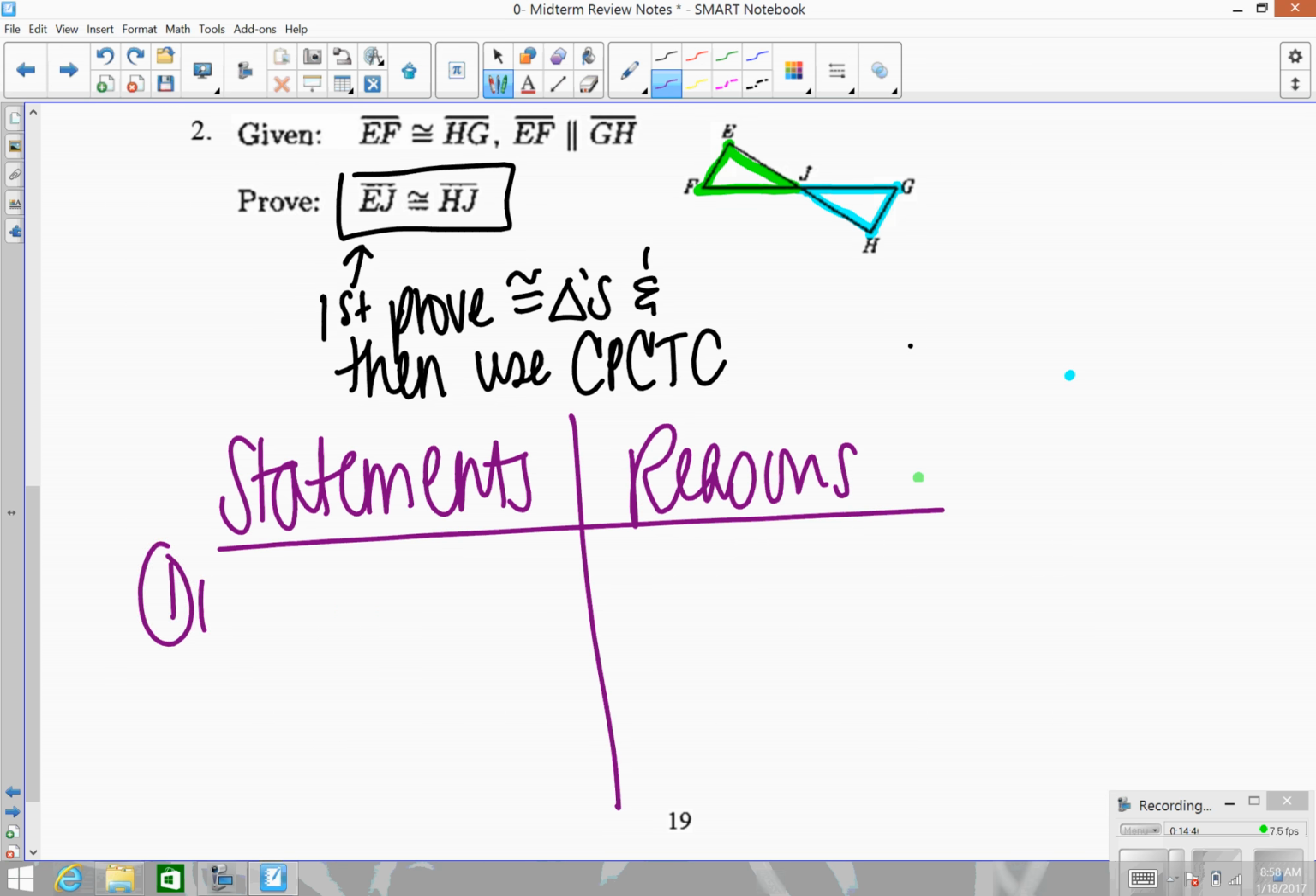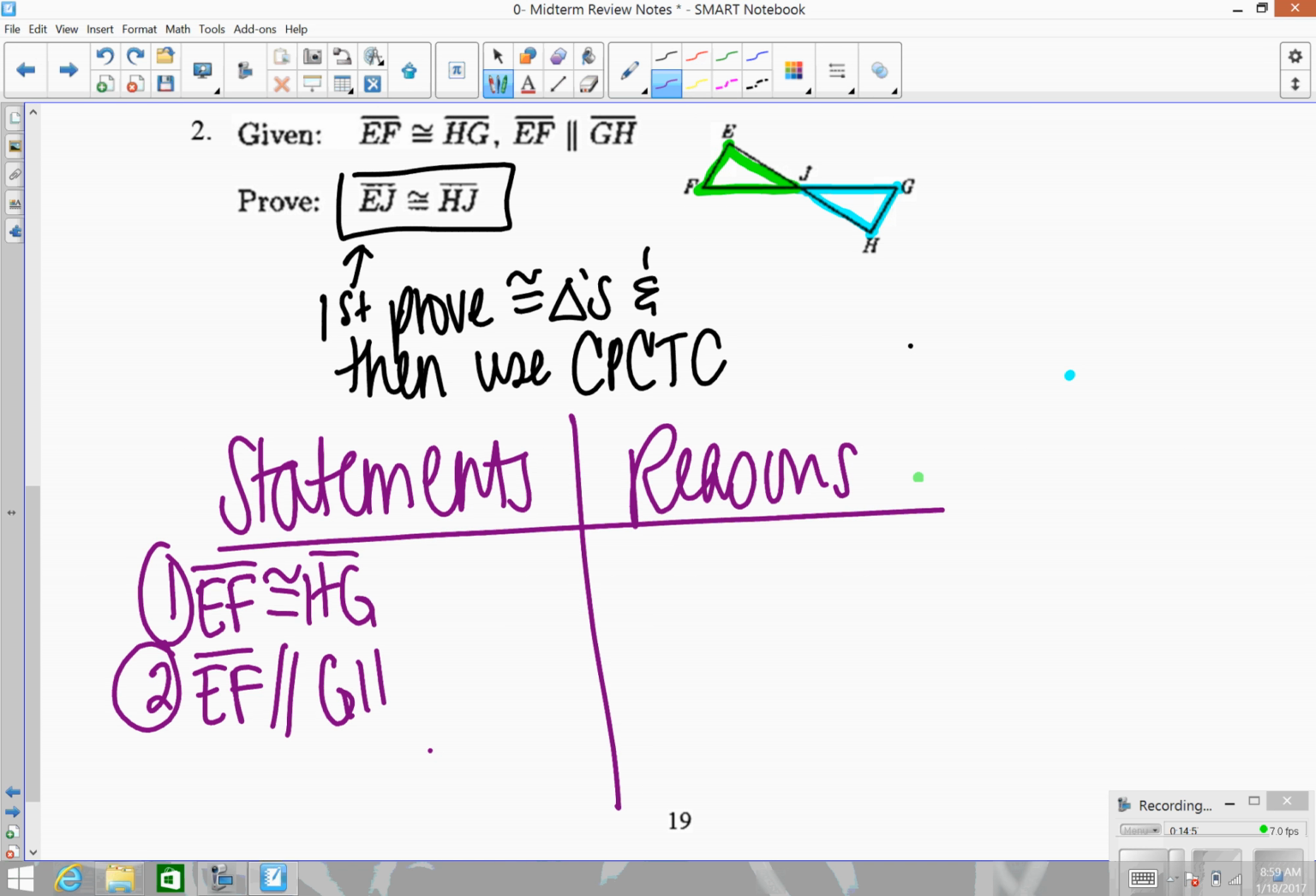So write your givens. EF is congruent to HG. The next given says that they're parallel. So parallel does not imply congruent. You can have two lines that are parallel and not congruent to each other. So that's going to be something just to make note of. So in this case, we have EF and HG. And we also have that those are parallel. So it's just a coincidence that these happen to be parallel and congruent, but not always will that be the case. But in this case, we have parallel.